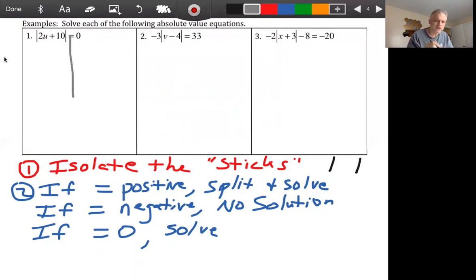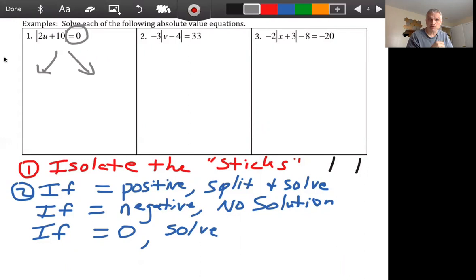There's nothing else on the left side, just the absolute value brackets, or the sticks. So they are isolated. So if we've got the isolated sticks, we are now going to split this equation into two equations, because we know what that 2u plus 10 must equal, right? It must equal, in this case, 0 or -0.